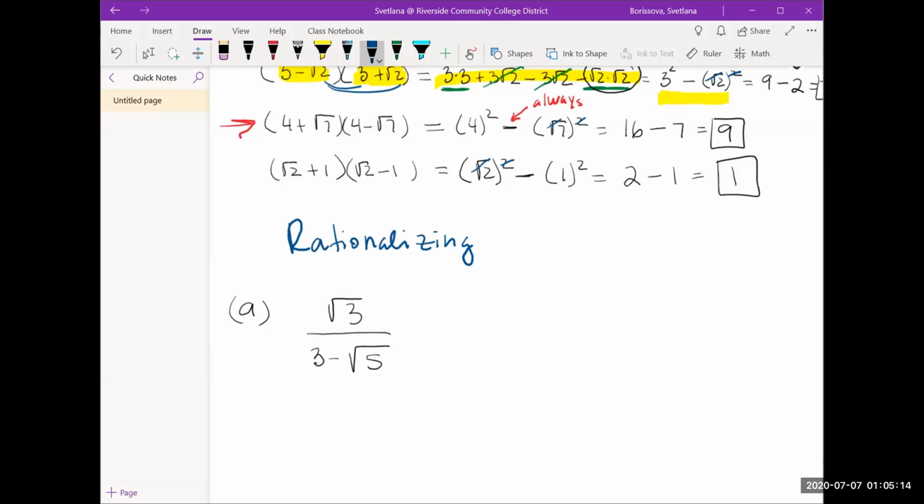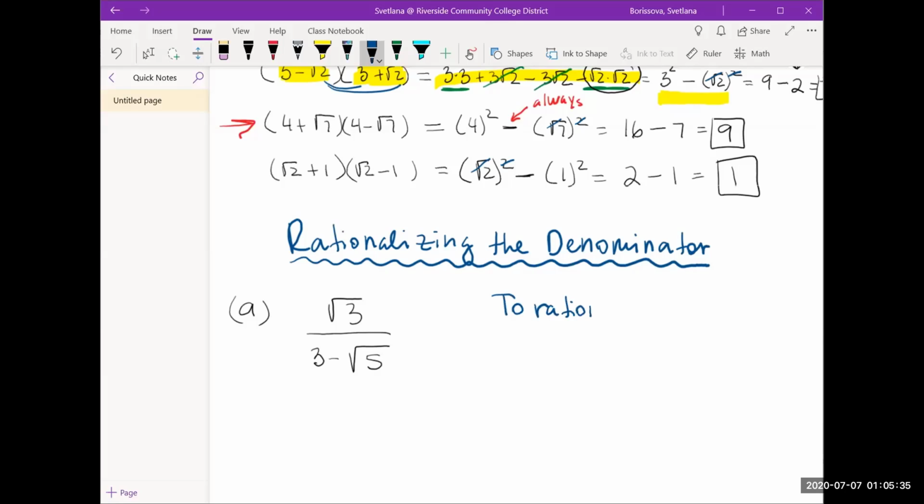Rationalizing the denominator. Okay. It looks pretty scary, but I guess it's actually not that bad. So to rationalize is the same as to rewrite this expression with no radicals in the denominator.